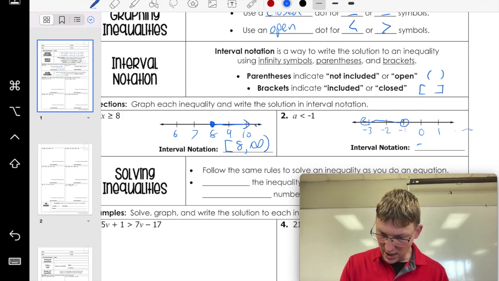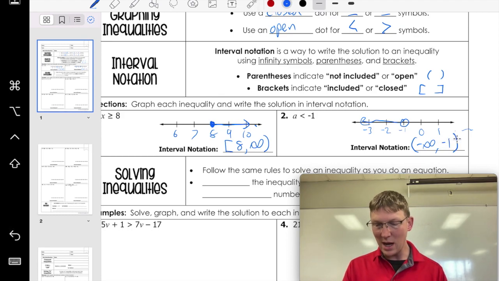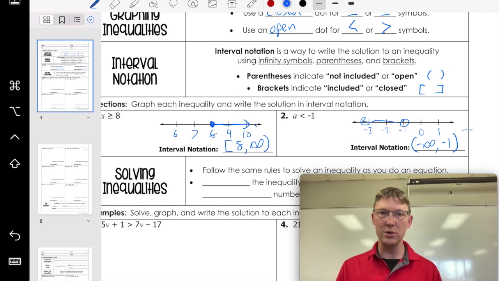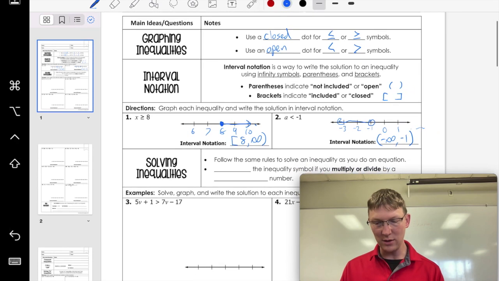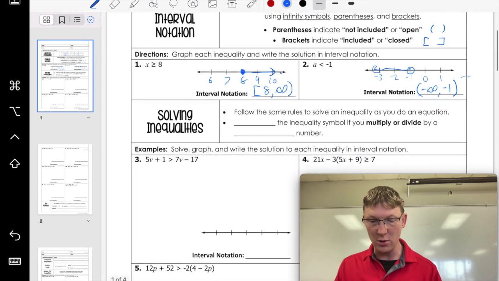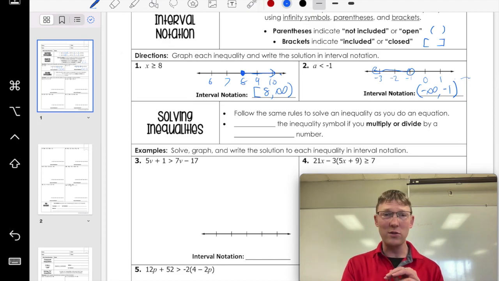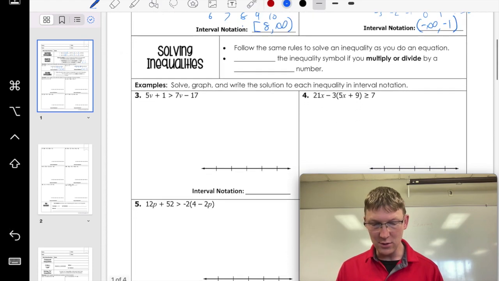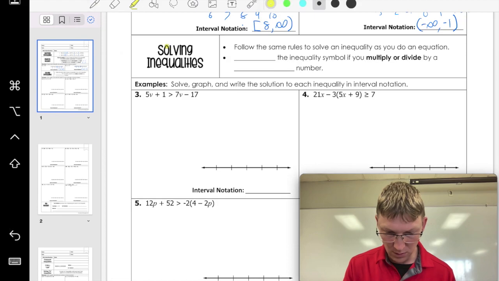So it's going to go from -infinity up to -1, but we're going to use a parenthesis because we're not including this number. So parentheses you don't include, square brackets you do include. That's the concept of how inequalities work and what they mean, but we also want to solve inequalities similar to how we solve equations, right? It all works almost the exact same way except for a few minor differences. And those minor differences are right here.